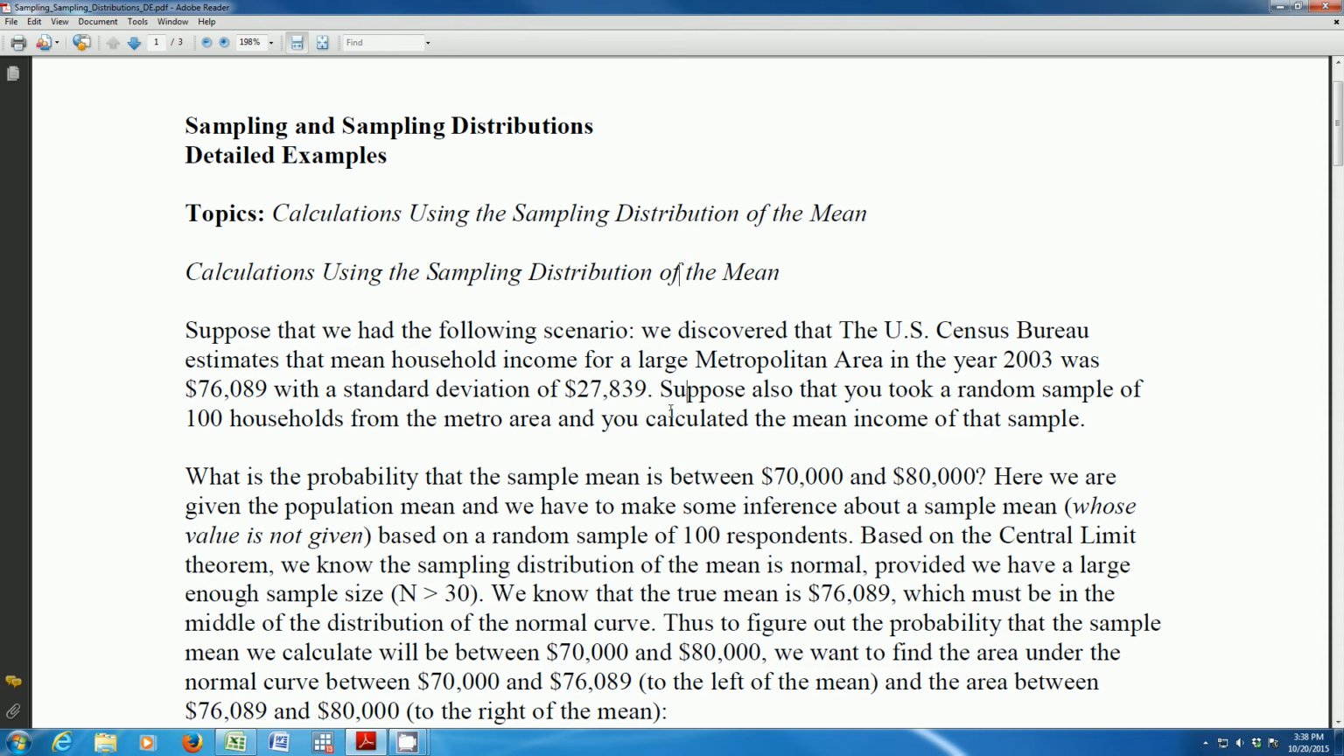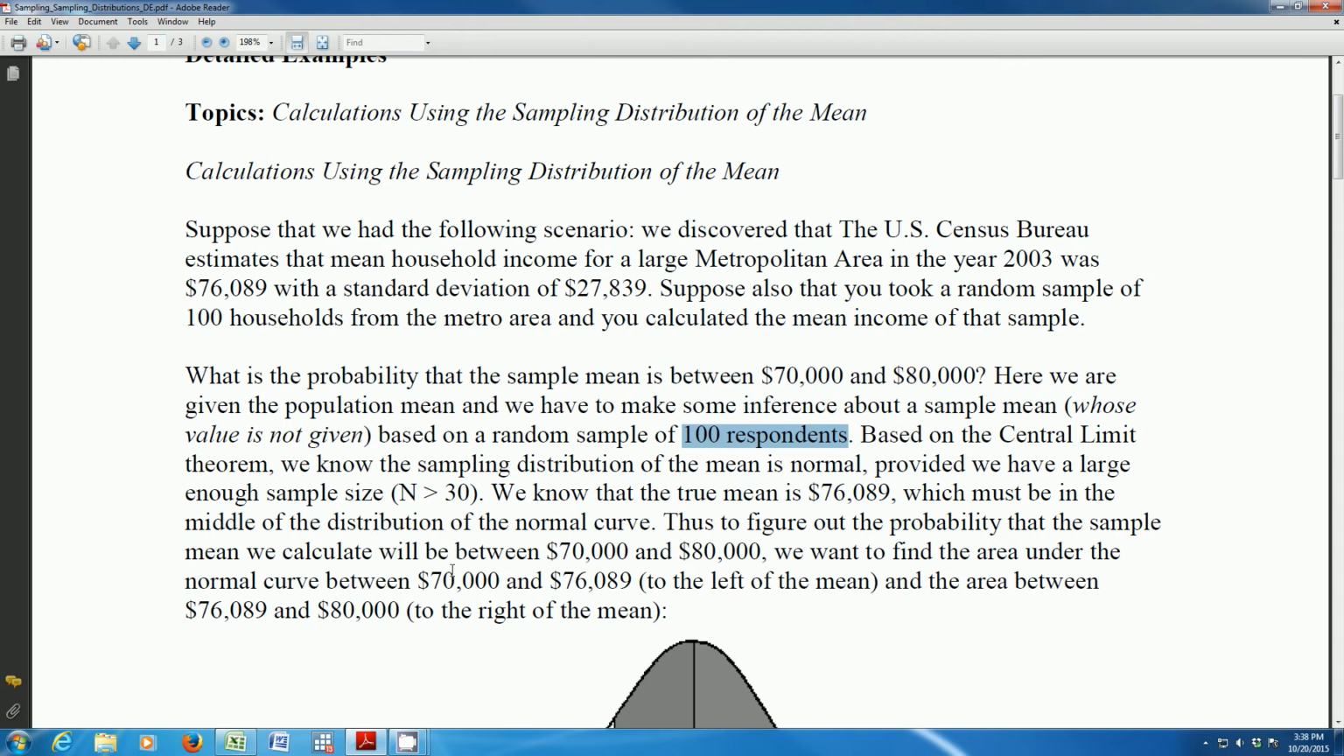with a standard deviation of $27,839. Now, suppose that we took a random sample of 100 households from the metro area and calculated the mean income of that sample. What would be the probability that the sample mean is between 70,000 and 80,000? To answer this question, we have to use what we know based on the central limit theorem. If we took all samples of size 100, the sampling distribution would follow a normal distribution. That's true if we have a large enough sample size, that is anything above 30, and since we have a sample of 100, we certainly have that.